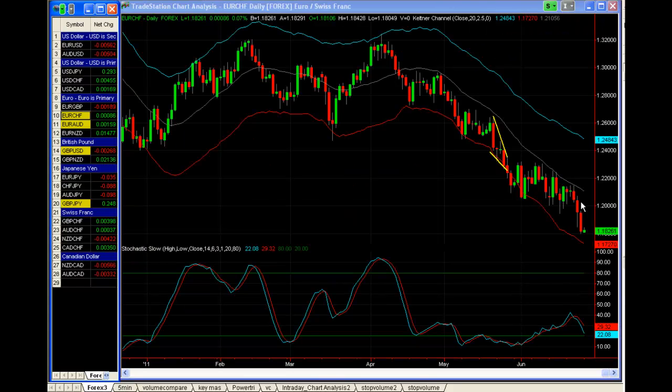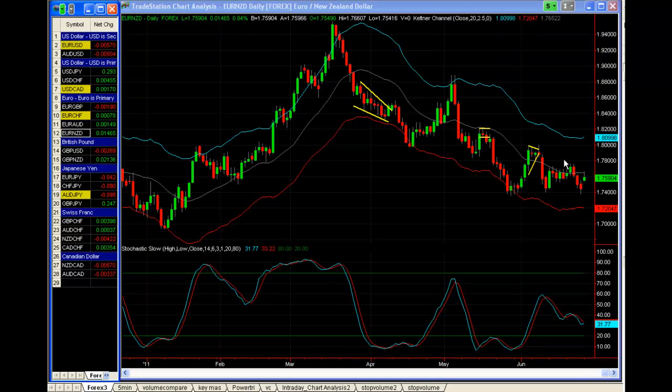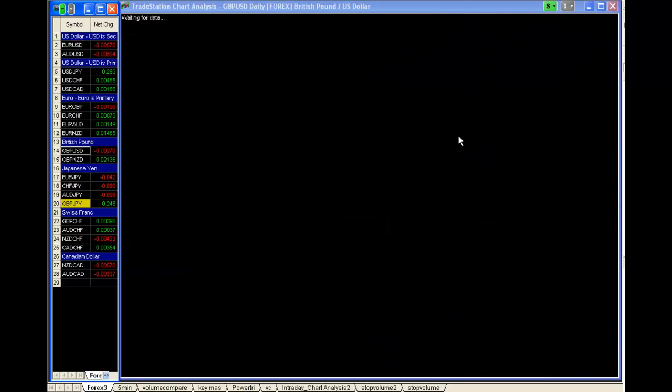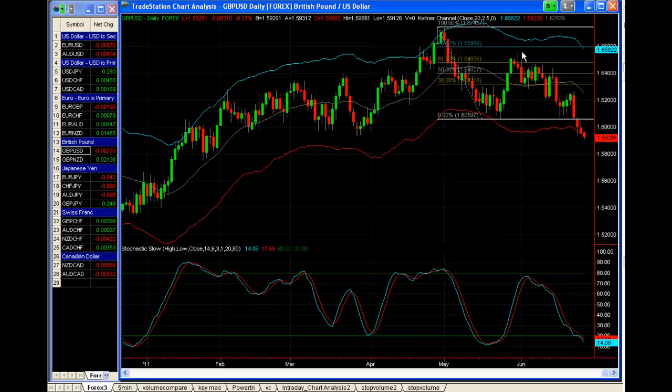Here is the euro Swiss, still moving lower. Watch this lower Keltner channel for potential support. Here's the euro Aussie. Don't see anything there. Here's the euro New Zealand. No. Here's the cable. Okay, and you can see that's another name for the pound.